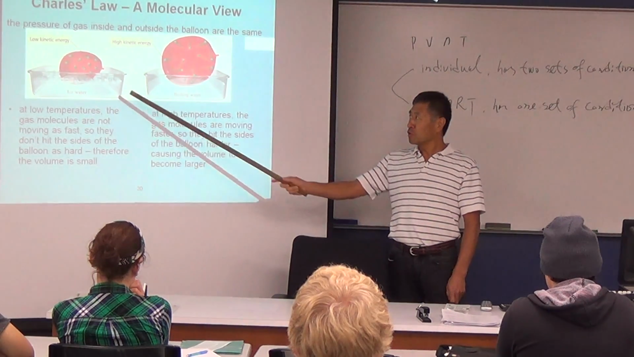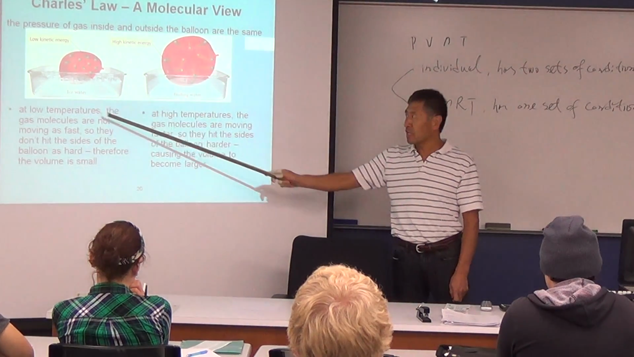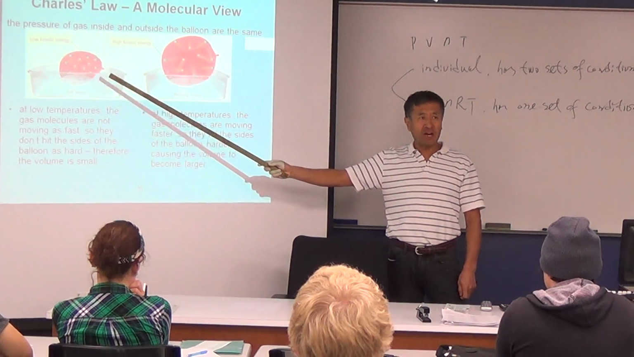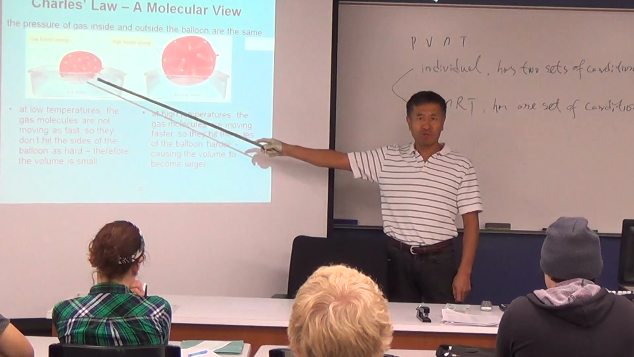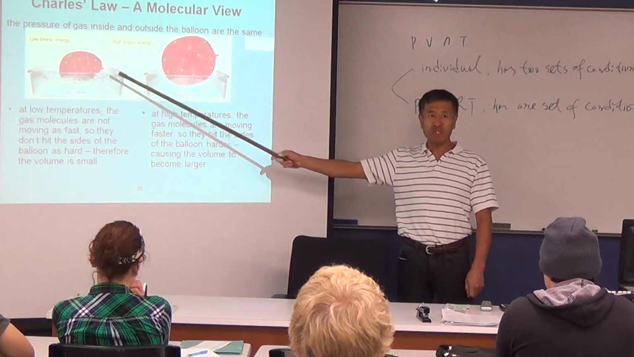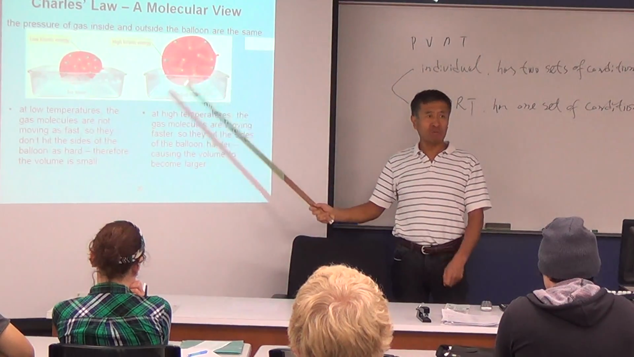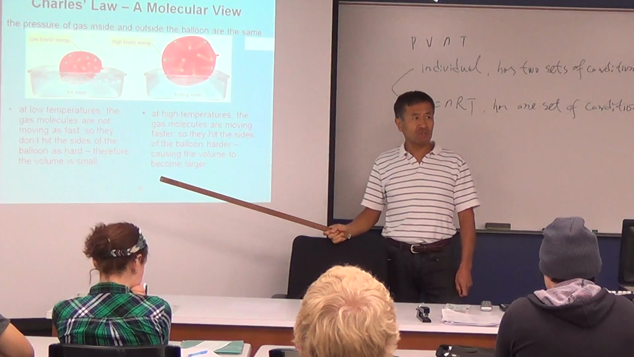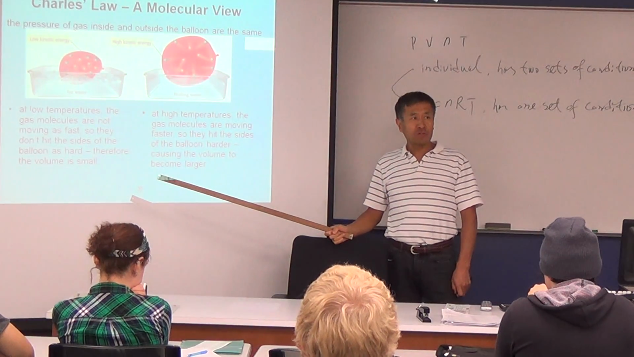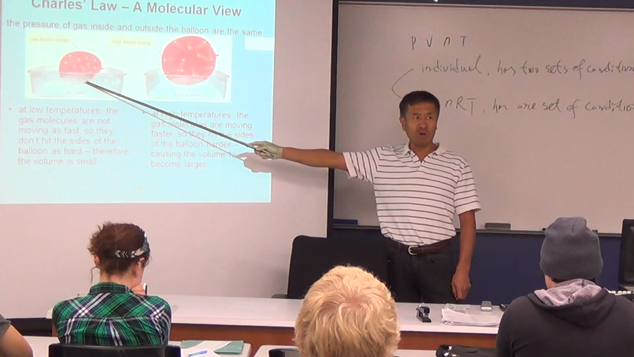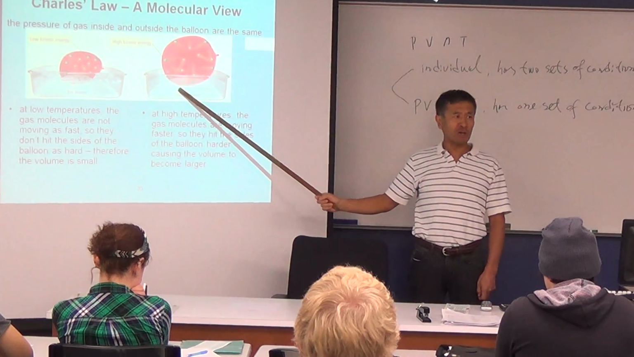So you compare this at ice water and boiling water, and we keep the pressure P constant because both of them are exposed to the air, and we keep how much gas we have inside the same. Even though this looks like it has more, actually it has the same amount. So why at lower temperature is the volume smaller, and at high temperature the volume larger?